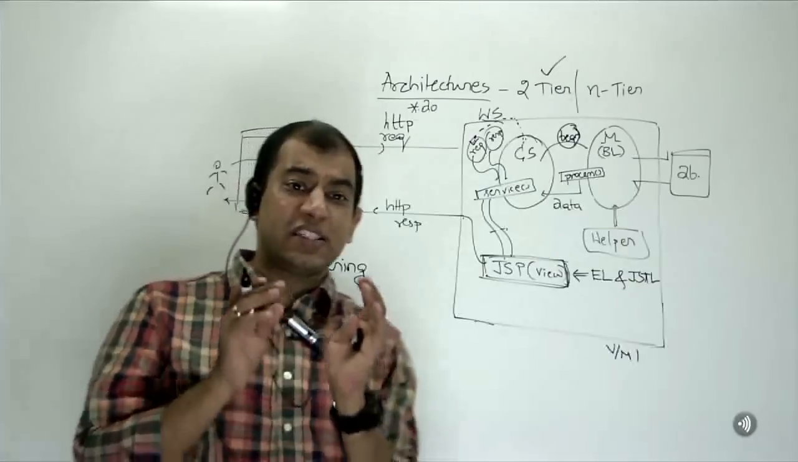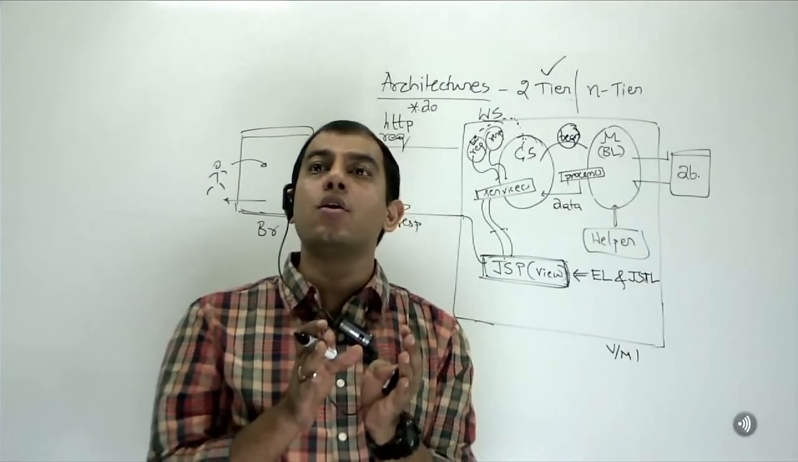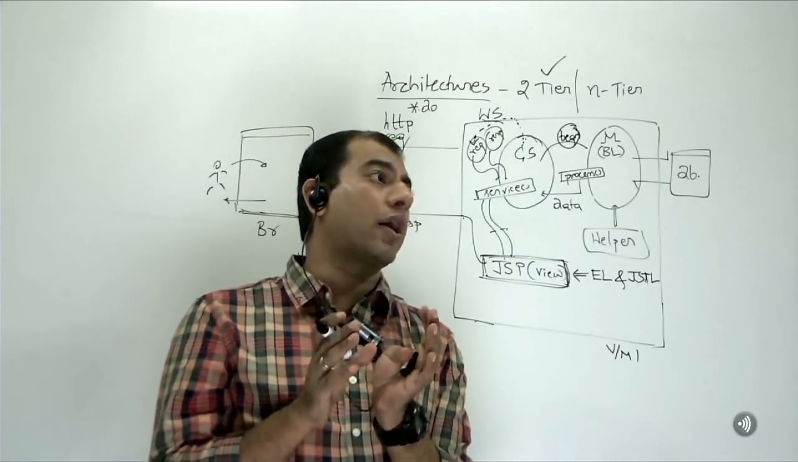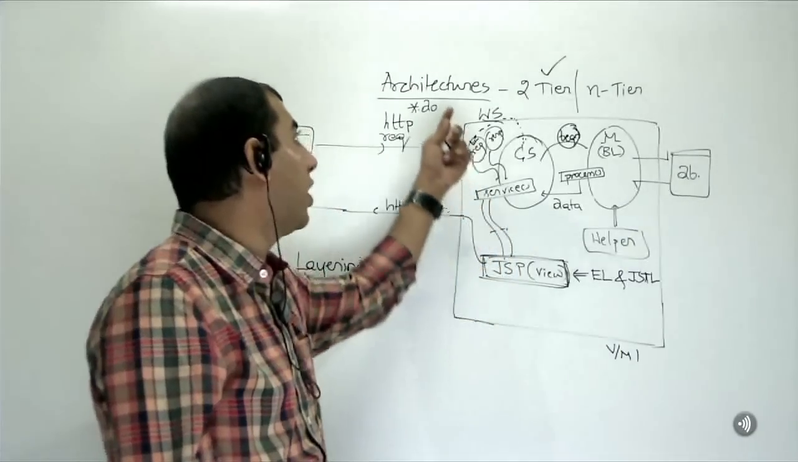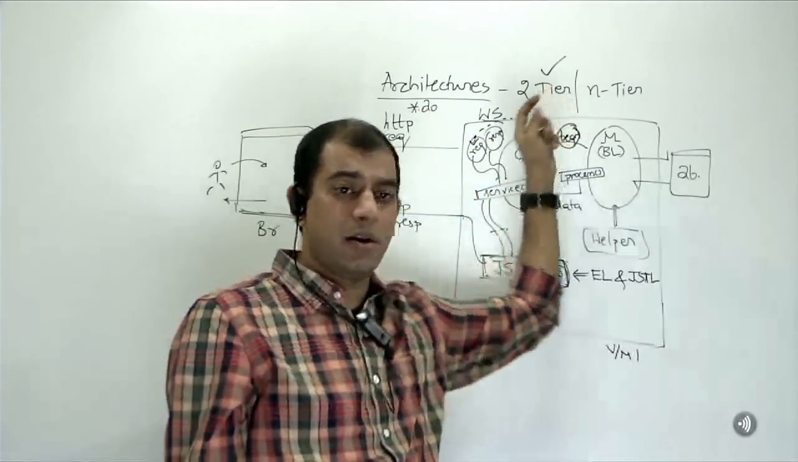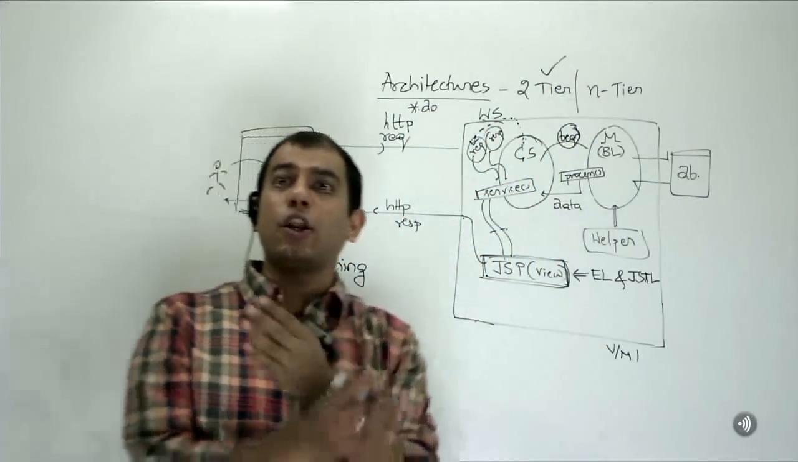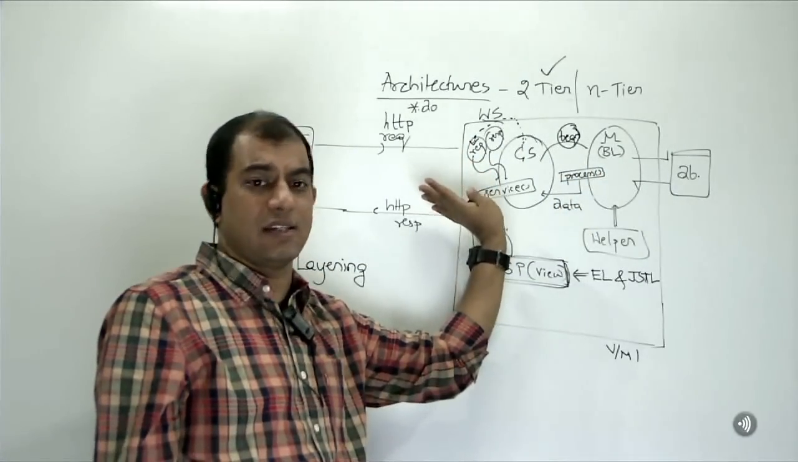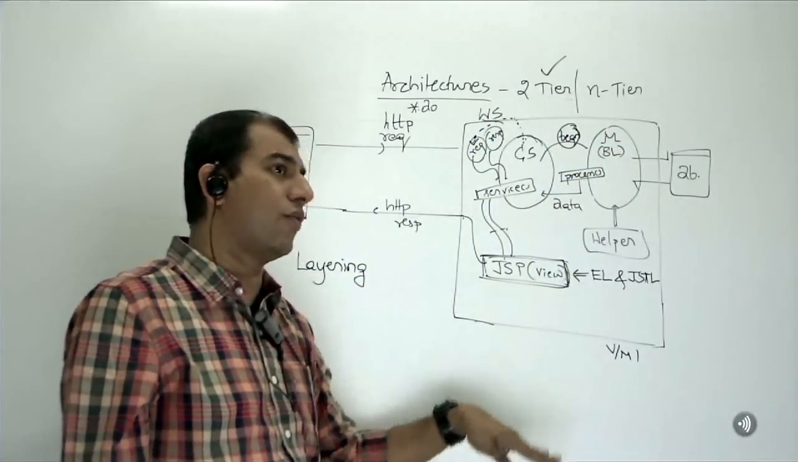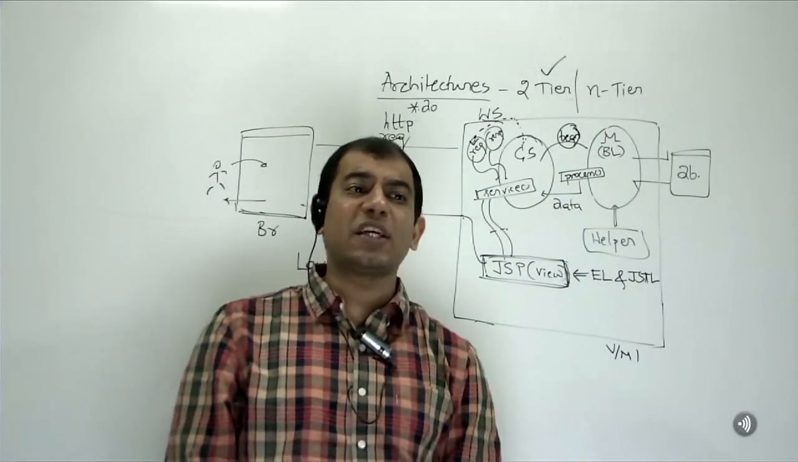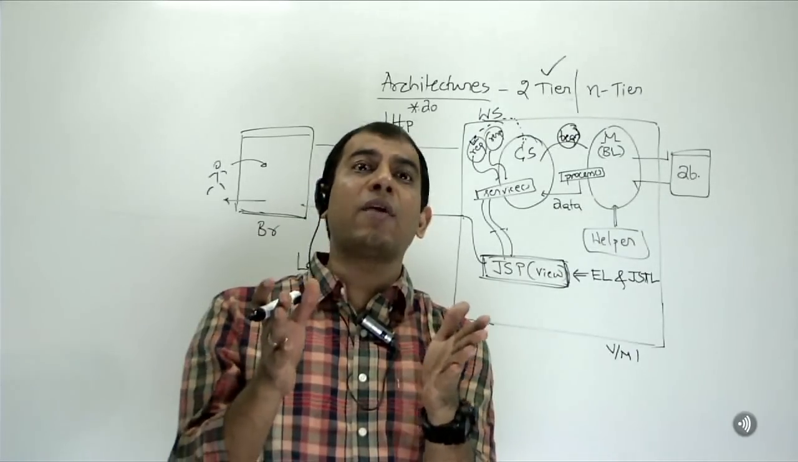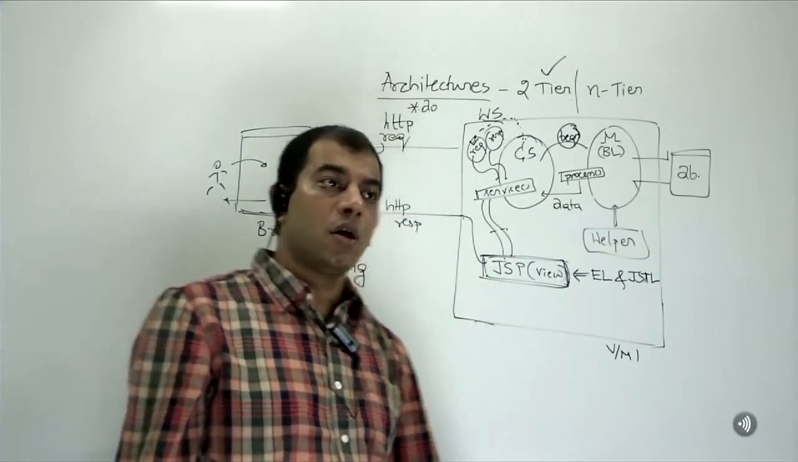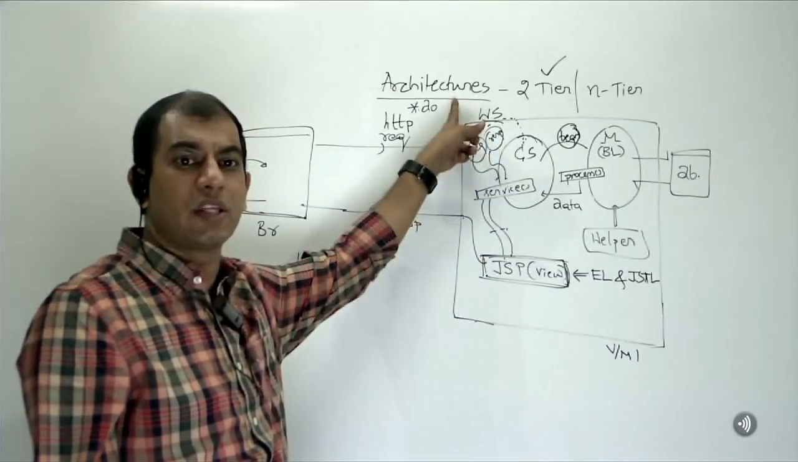So, physical collocation of code is what we call a tier. I repeat, a layer is a logical separation of code. Logically, the model classes are different, the controller classes are different, the JSPs are different. But physically, are all of them put together and working in the same VM or not? They are all within the same VM. They are all running within the same web server.